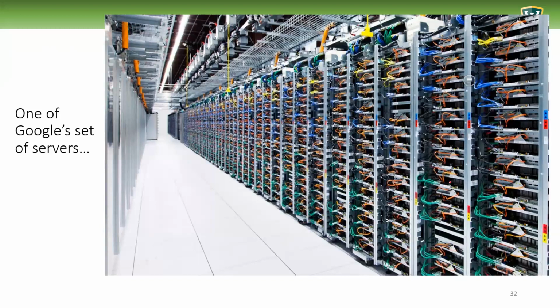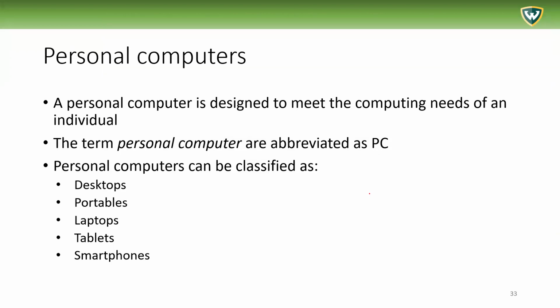So this is one of Google's sets of servers, all these racks. So it's a computer here, computer here, computer here, and they're all connected to each other, and they can process data depending on the software and algorithm that distributes the processing tasks across them.